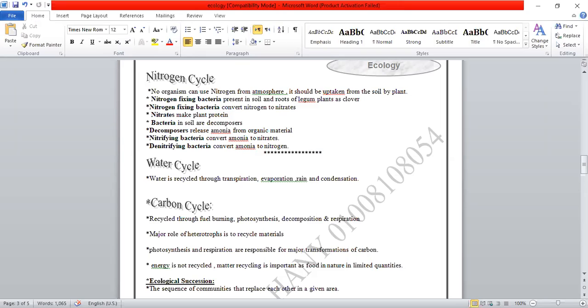Energy is not recycled. Only matter is recycled, because matter recycling is very important, as the food or matter in nature is found in limited, or finite, quantities. So matter in nature is recycled because it is found in very small quantities. Understand?